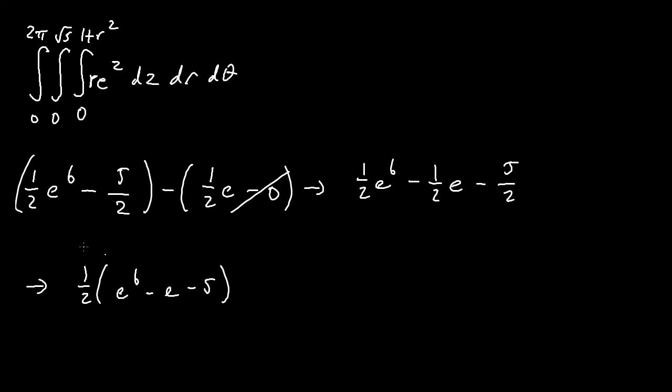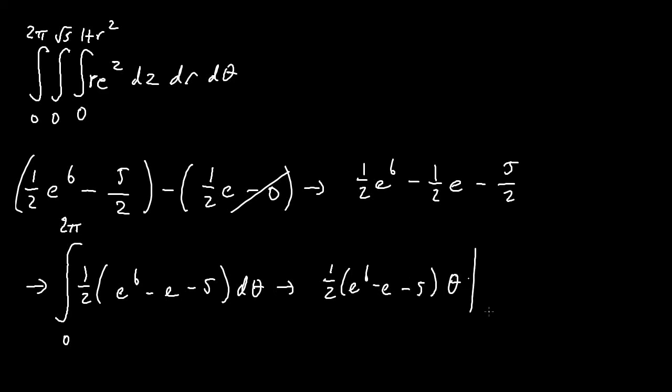So now we can go ahead and evaluate the last integral from 0 to 2 pi of d theta. So this entire thing is a constant, because when we're integrating with respect to theta, the integral will just be 1/2 times e to the 6th minus e minus 5 times theta. So let's go ahead and evaluate from the theta bounds of 0 to 2 pi.